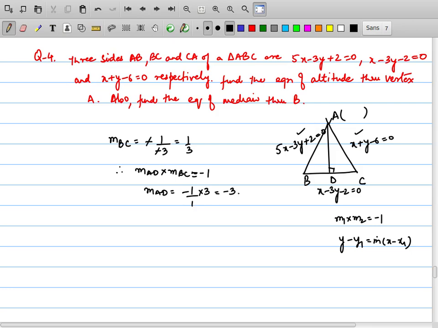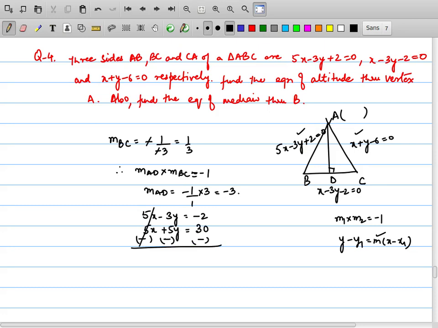So, we have found M. Now, we just need x1, y1. That is the point of intersection of these two lines, which we can easily find by solving them simultaneously. Multiplying the second equation by 5, we have 5x plus 5y, and we'll take 6 to the right side, 30. Minus, minus, minus.